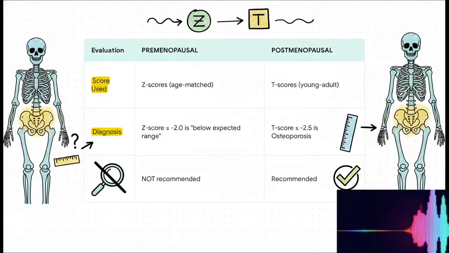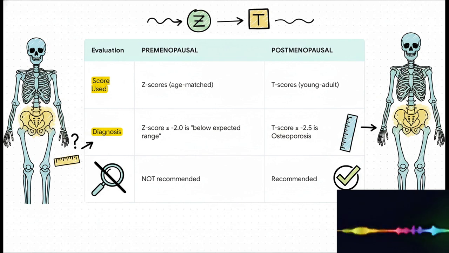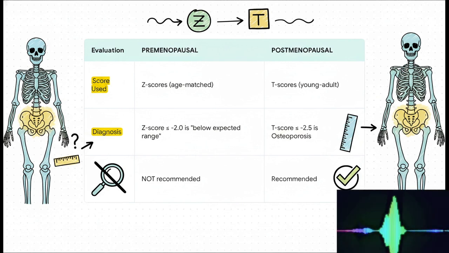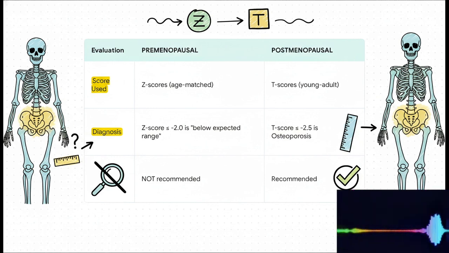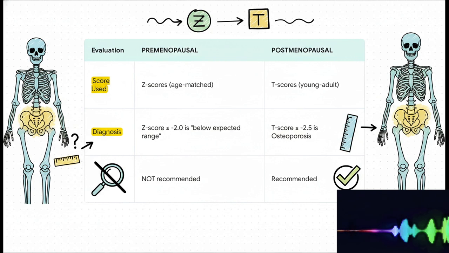This slide right here really gets to the heart of the matter. The ISCD guidelines are crystal clear on this. For premenopausal women, you have to use Z-scores. Remember, Z-scores compare your patient to her own age group, not T-scores, which compare her to a 30-year-old at peak bone mass. And a Z-score of -2.0 or less is not a diagnosis of osteoporosis. It's simply a description below the expected range for age.